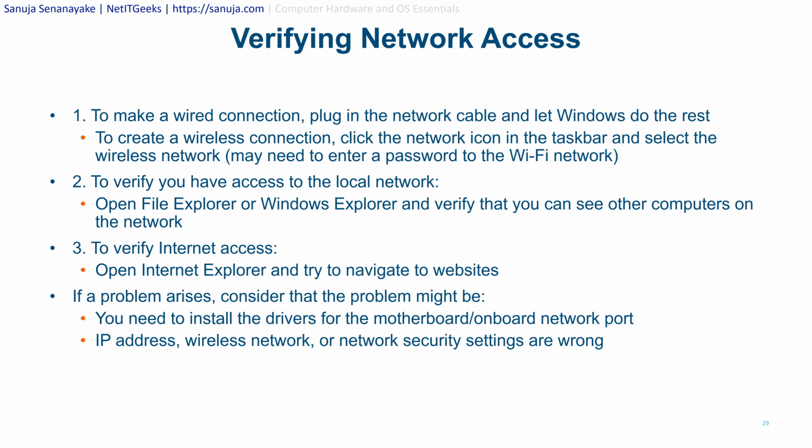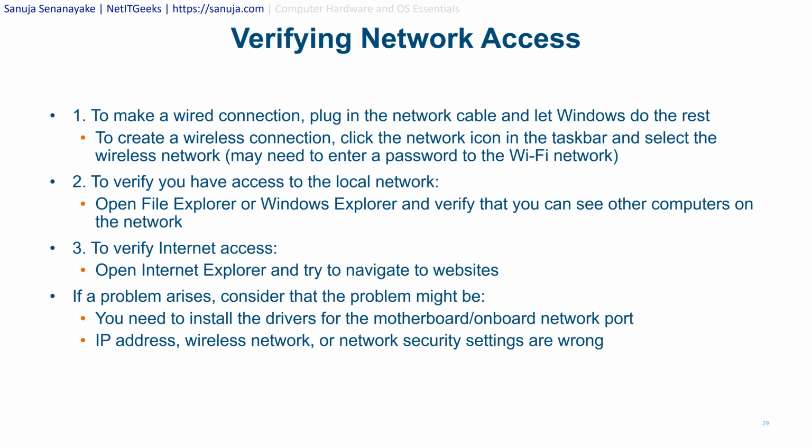Verifying network access. The first step you need to do is to make sure a wired connection is done properly. So plug in the network cable and let Windows do the rest. It should automatically obtain DHCP if you are connected to a DHCP system. Keep that in mind. If you need a static IP address, that will not work. But in that case, you need to go to the IP settings and give an IP address, and then Windows will take care of the rest.